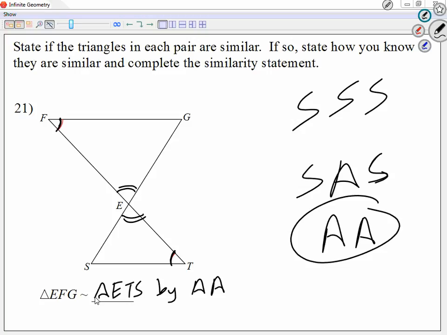Don't forget that the order of the letters does matter. Make sure it is ETS and not something else. Because notice how for one triangle, E and E are the same. That's why I wrote the first angle to be E. Notice how F and T, they're the same. Like I said, order matters. And notice how G and S, the order matters.